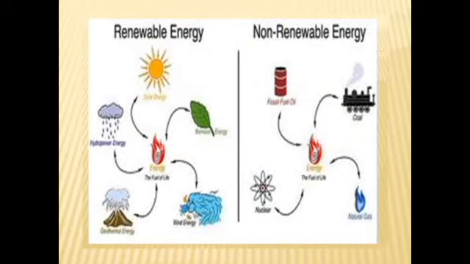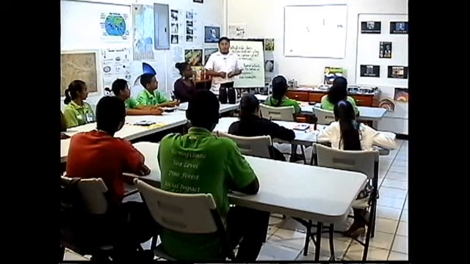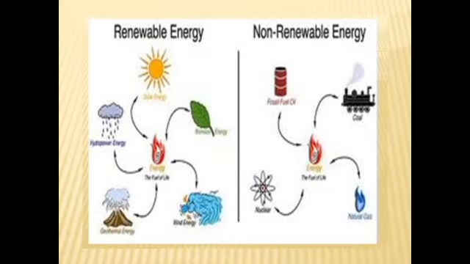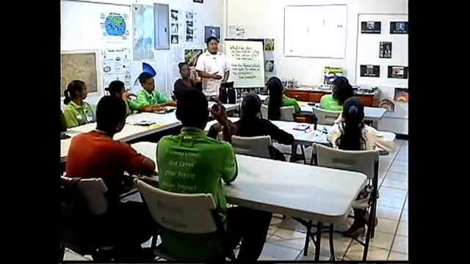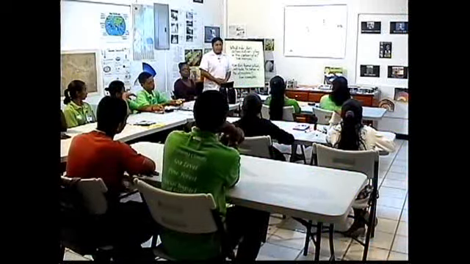Now, we basically have two types of resources. We have renewable energy and non-renewable energy. Renewable. What do you think renewable means? Erwin? You can get it again. Non-renewable, you can't get them again. Okay, they are gone and you cannot get them back, but sometimes it takes a long time to recover.